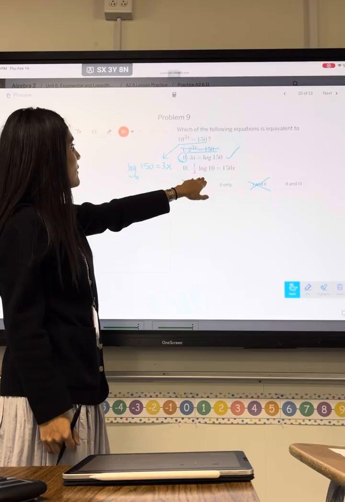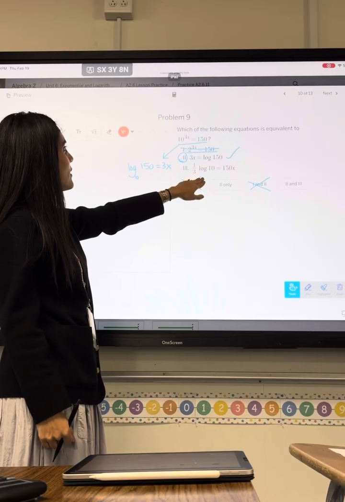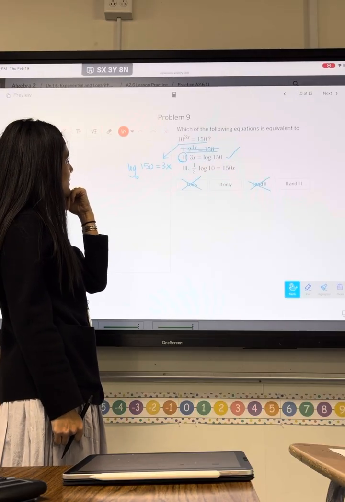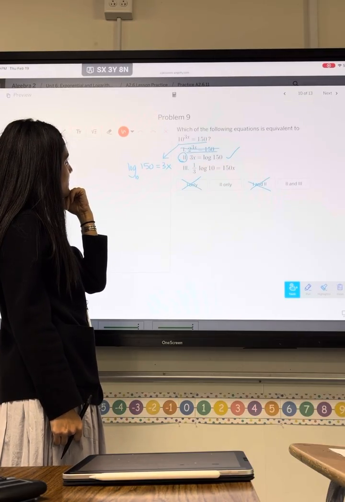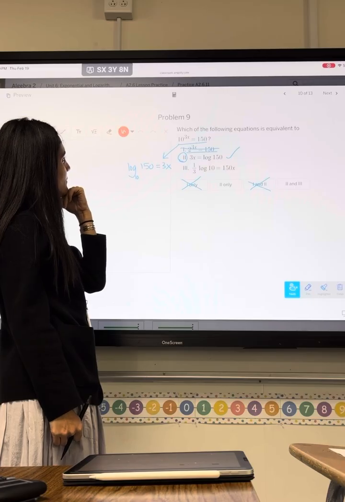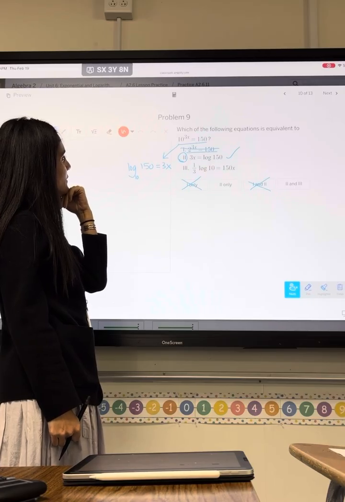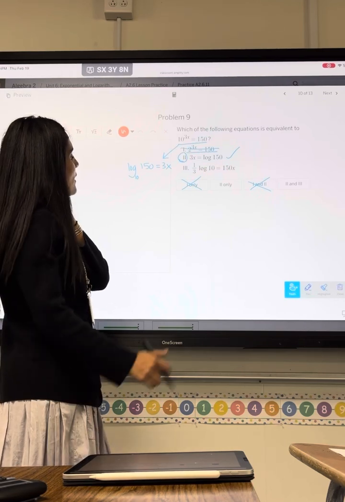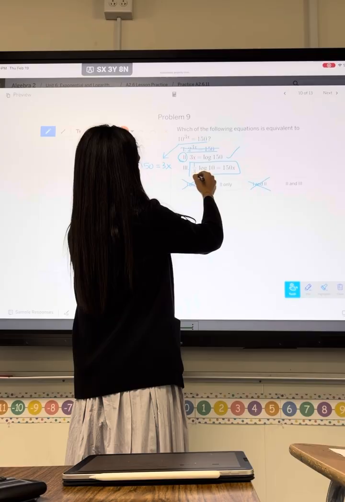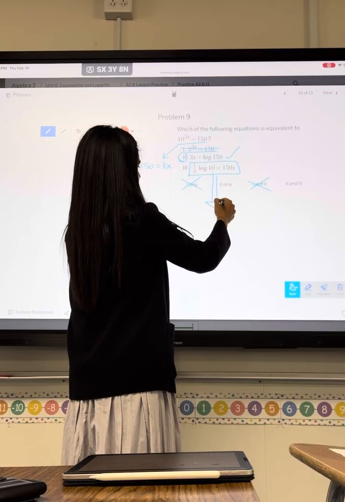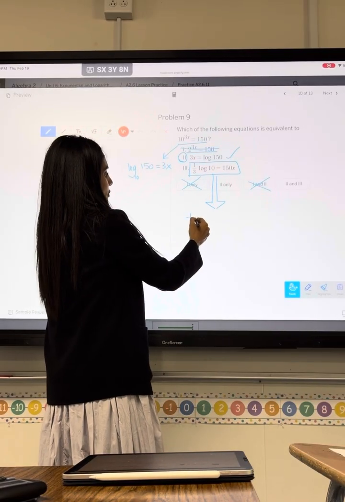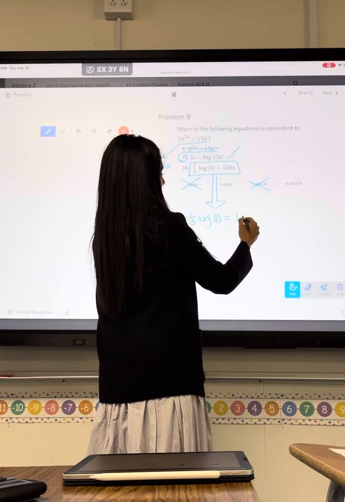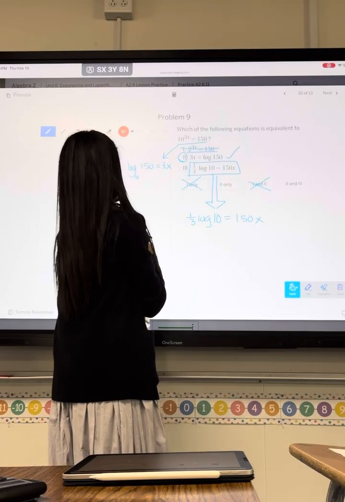What is up here? What did they do here? No. This is not good. Yes, I don't exactly know what they were thinking here. But I think the easiest way to explain this one is, let's look at it. 1/3 log of 10 equals 150x.